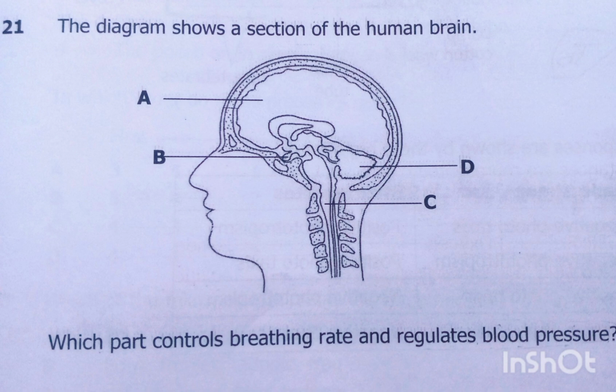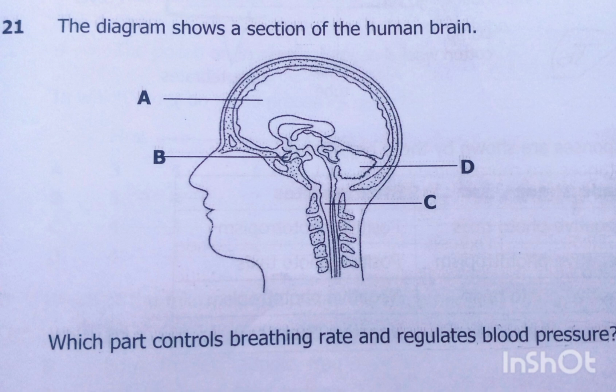Then let's look at C. C is the medulla oblongata. What is the function of the medulla oblongata? The medulla oblongata controls unconscious body actions such as swallowing, salivation, vomiting, sneezing, coughing, heart rate, respiration rate, breathing rate, and it also regulates blood pressure. Okay, that is our C.